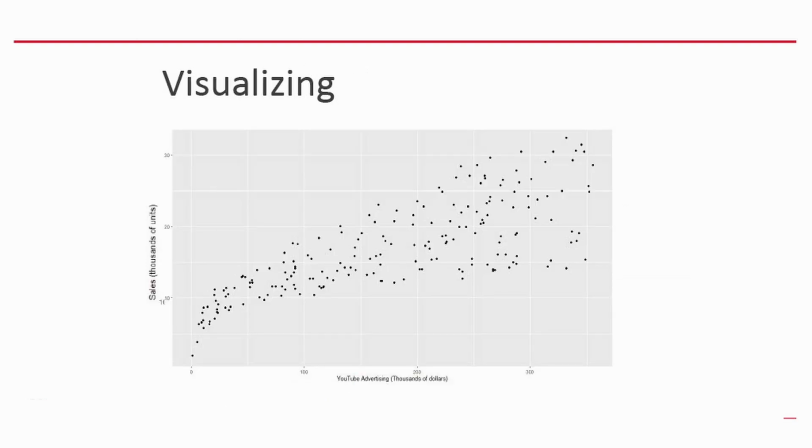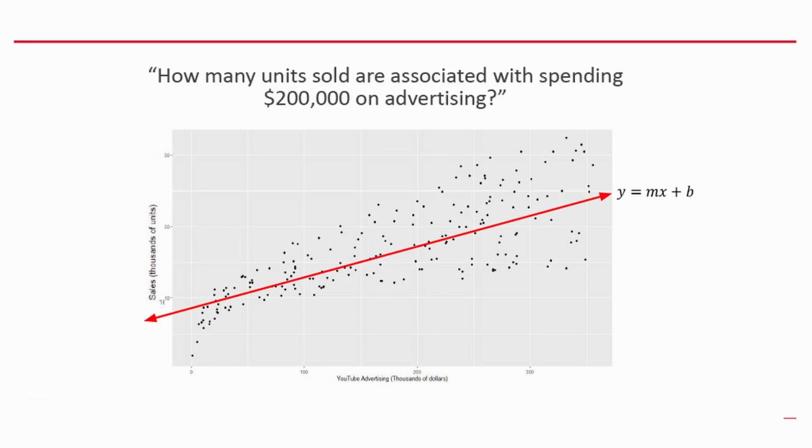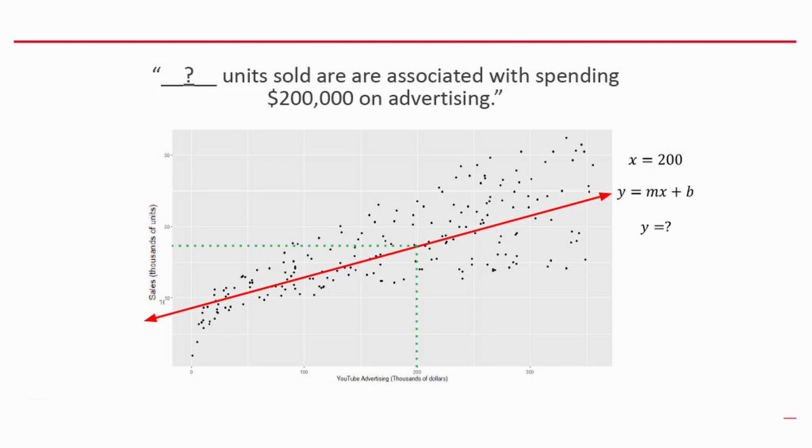So the idea here is that if we had such an equation for the YouTube and sales data, a y equals mx plus b equation, we could use it to answer the question of how many units we would expect to sell if we spent $200,000 in advertising. All we'd have to do is plug 200 into the equation. One, because it's in thousands of dollars, so we plug in 200, not 200,000. And whatever we got out for y would be the expected number of sales we would make.